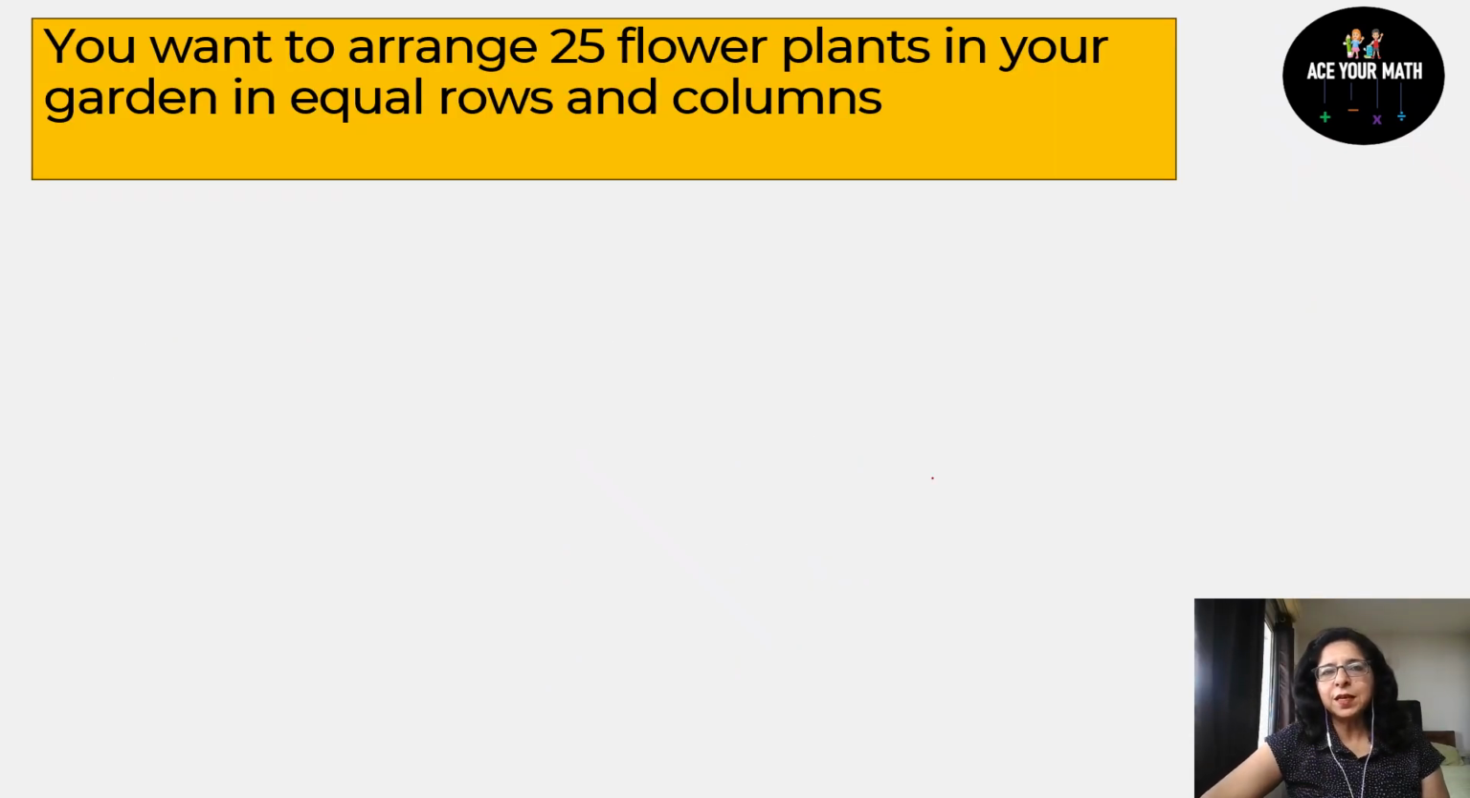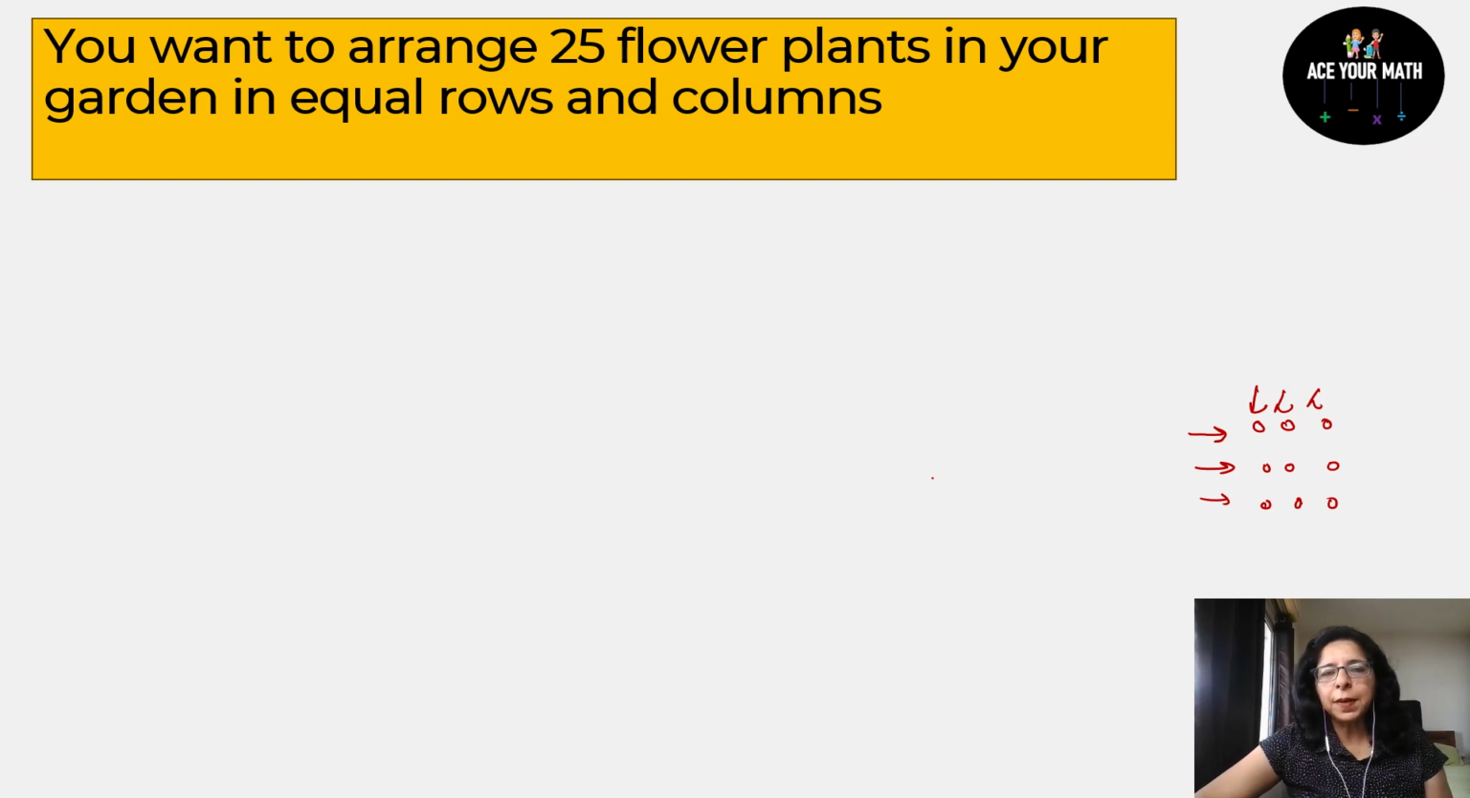Okay, now let's take one real life example: you want to arrange 25 flower plants in your garden in equal rows and columns. Let's first understand what equal rows and equal columns means. Let's say you have got a few plants and you need to arrange them in equal rows. Let's say in your garden you make 3 rows. Then in each row you will plant 3 plants only, so that makes equal rows and equal columns. So these are your columns and these are your rows. Each row will have that many plants only. So if you are making 5 rows, then each row will have 5 plants only. That makes equal rows and equal columns.